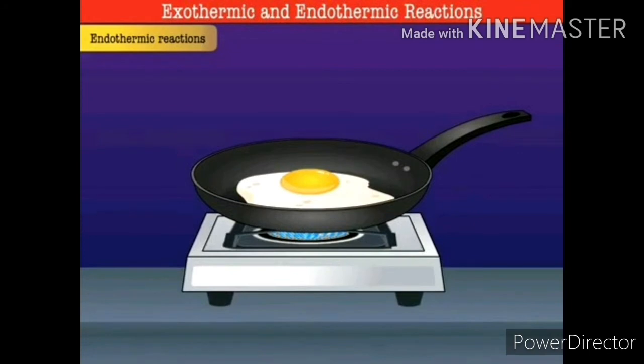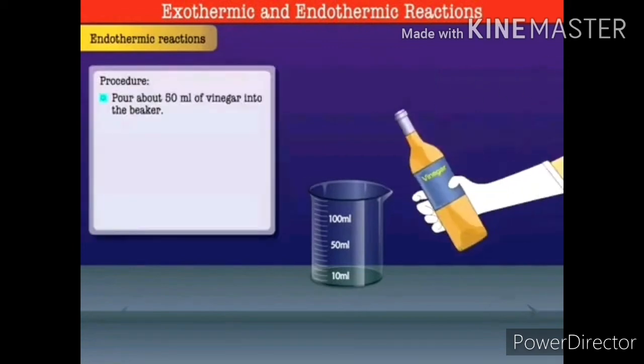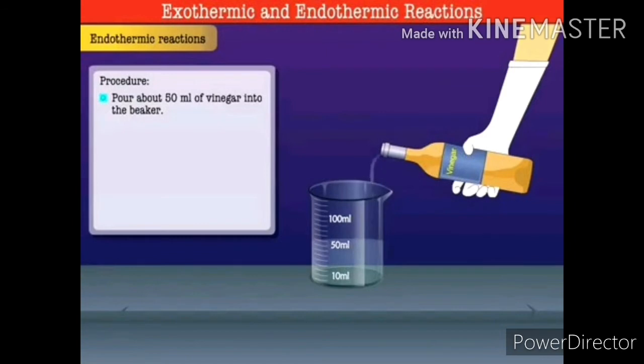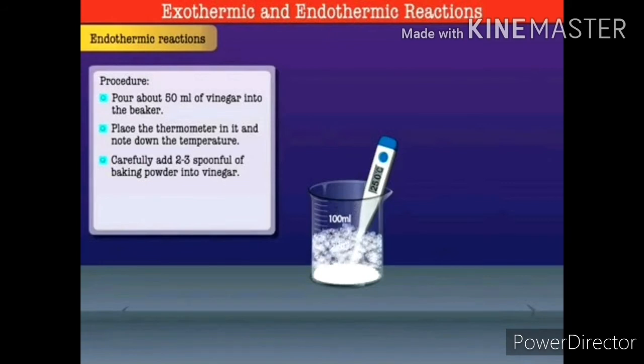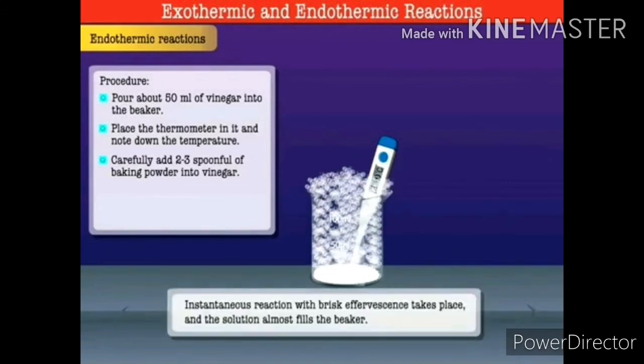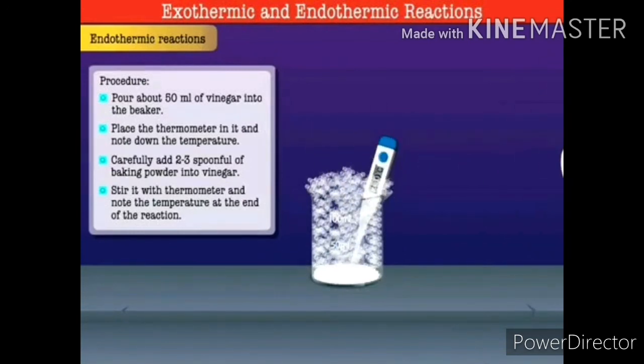Now, let us understand another reaction where there is absorption of heat. It is a reaction of vinegar and baking soda. Pour about 50 ml of vinegar into the beaker. Place the thermometer in it and note down the temperature. Carefully add 2 to 3 spoonfuls of baking powder into the vinegar. What will you observe? Instantaneous reaction with brisk effervescence takes place and the solution almost fills the beaker. Stir the solution and note its temperature at the end of the reaction.